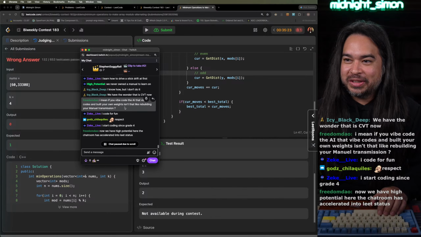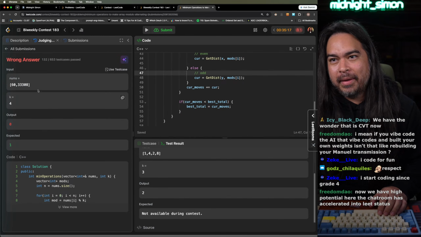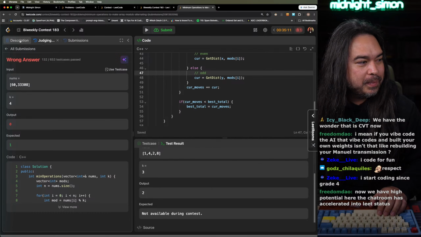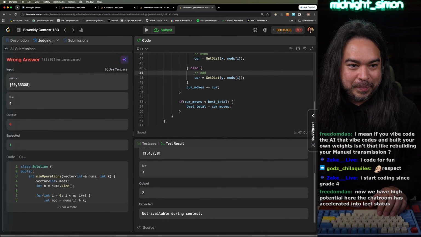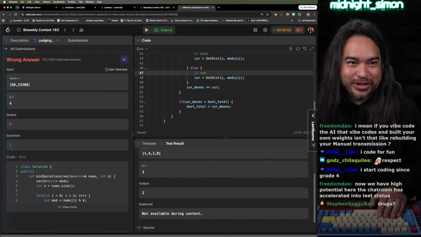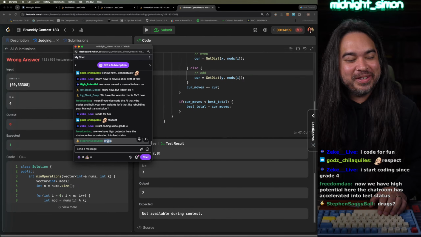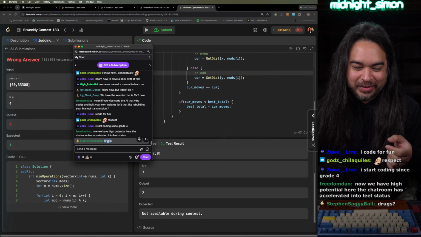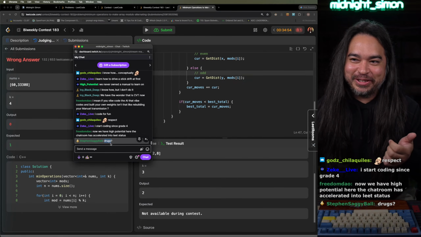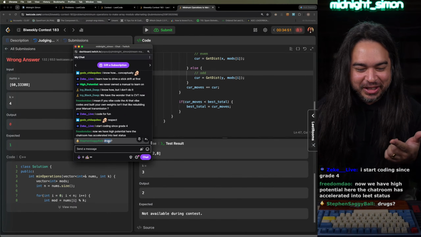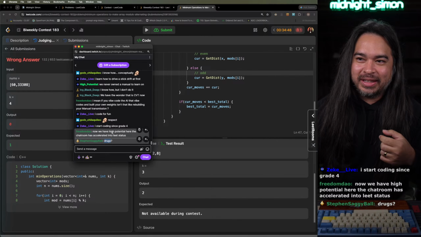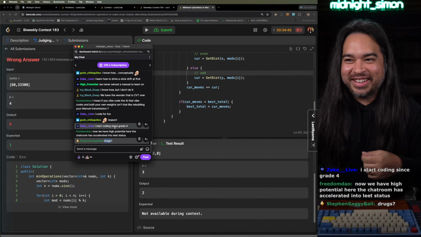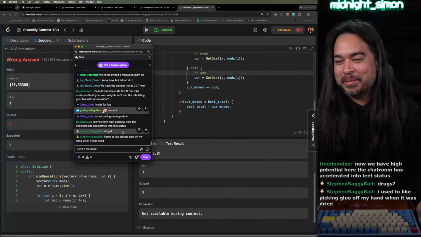Code for fun? I just started coding since 4th grade, dang. 4th grade? What was I doing in 4th grade, man? I don't even remember 4th grade. So long ago. Drugs? Hey, I was probably sniffing glue. Oh, I remember. In 4th grade, yeah, I used to like sniffing glue. Or markers. Or gasoline. Anytime I went to the gas station, I'm like, oh yeah, that's that good gas. I don't do that anymore.